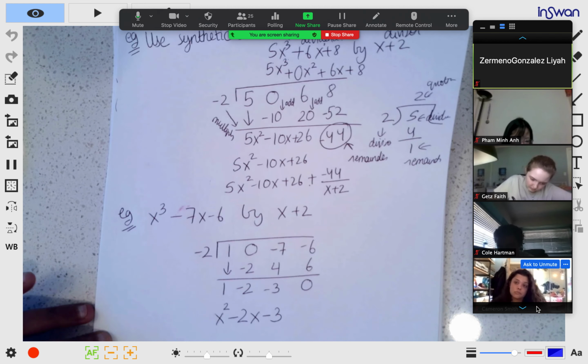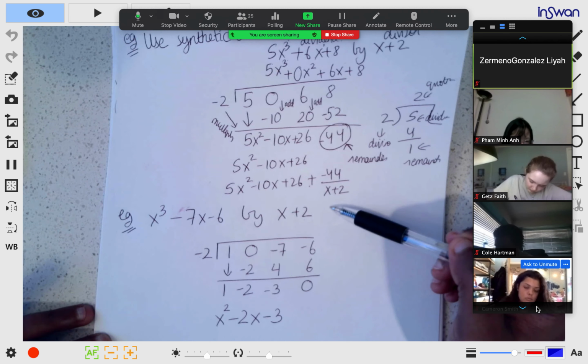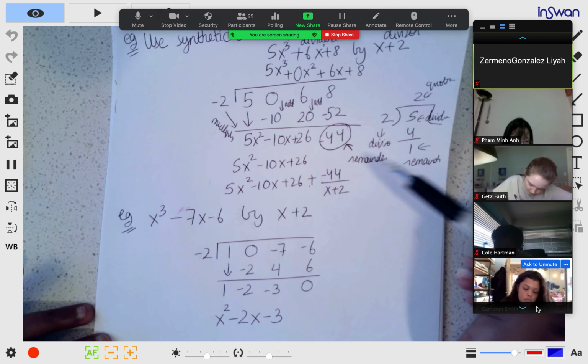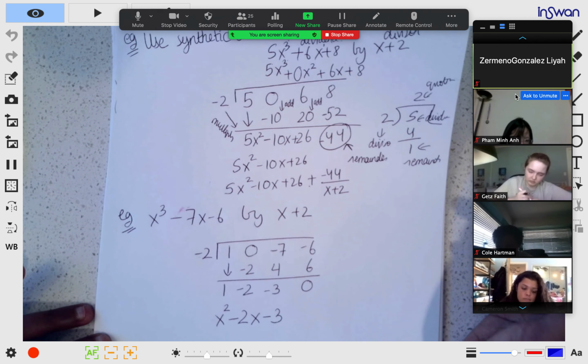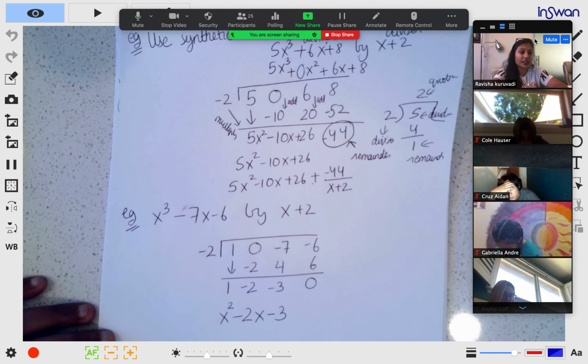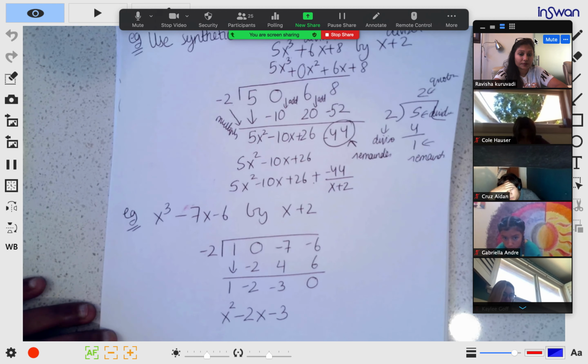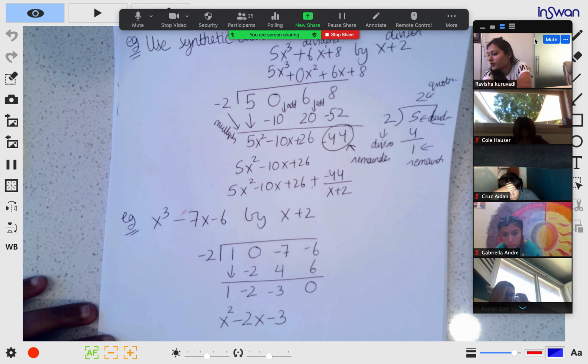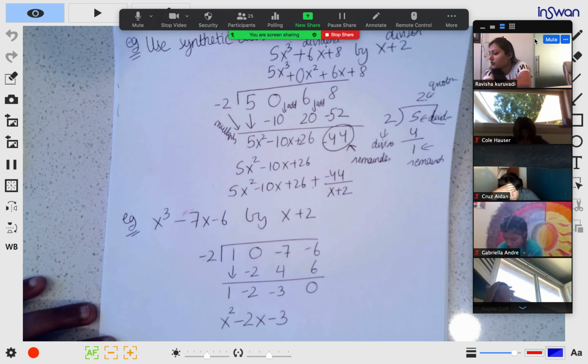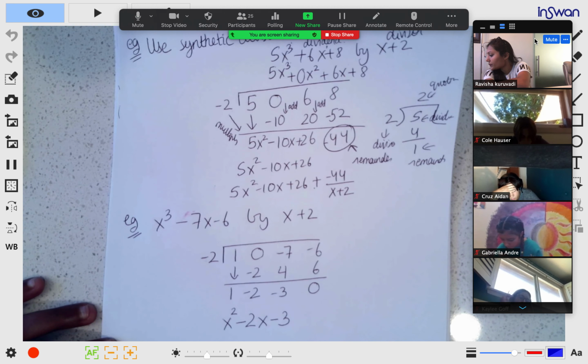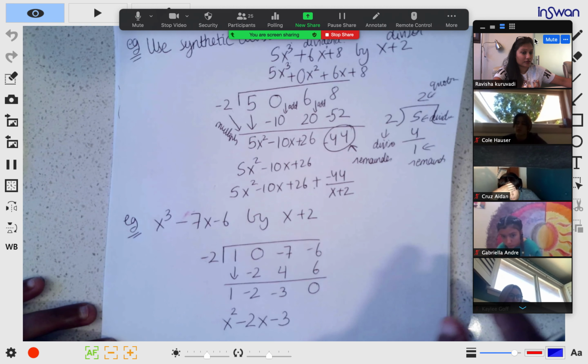I'm not writing it this way because my remainder is 0. If my remainder is 0, I don't have to write this term here. Any questions, anyone, with synthetic division? Let's do one more question here. Give you one more here.